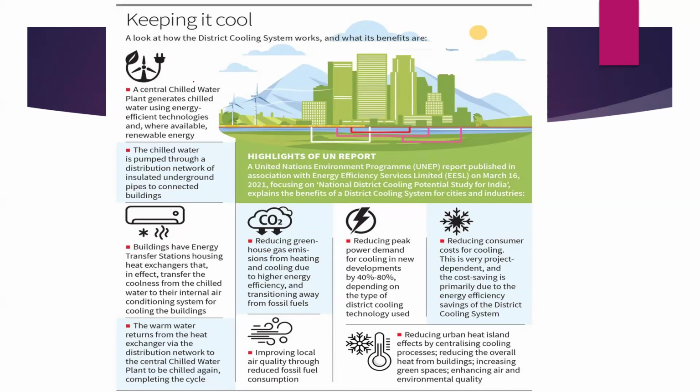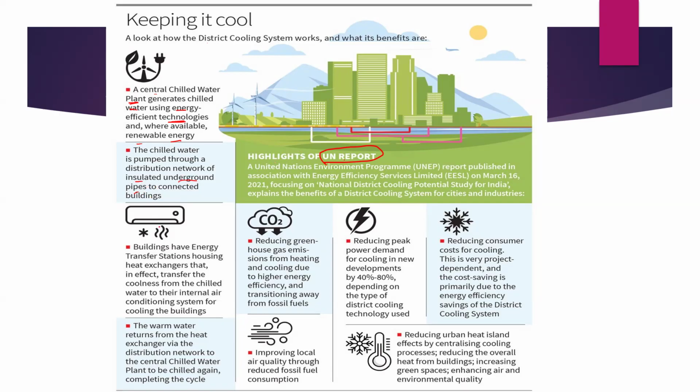See, this district cooling system has been mentioned even in a UN report, where they have mentioned especially that for India to fight climate change, the state government should adopt a district cooling system, right? So what is the function here? A central chilled water plant generates chilled water using energy efficient technologies, and wherever available, renewable energy. This chilled water is then pumped through a distribution network of insulated underground pipes.